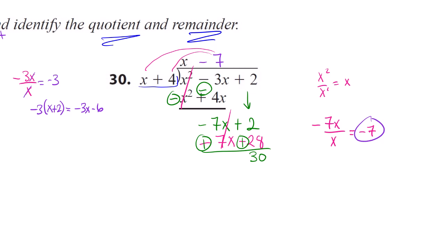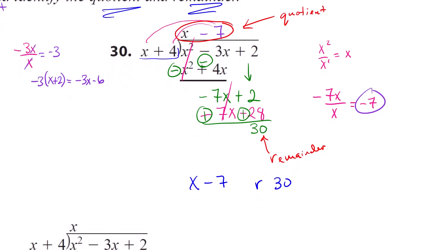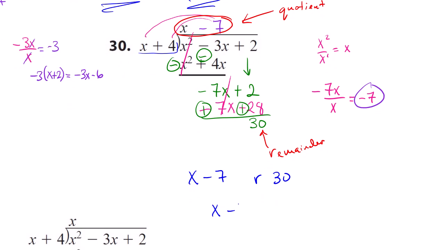So our quotient here is x minus 7, and our remainder is 30. All right, and that's how it's done. So our answer is x minus 7, remainder 30, or we can write this as x minus 7 plus 30 over x plus 4, right?